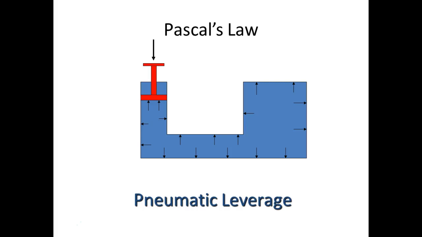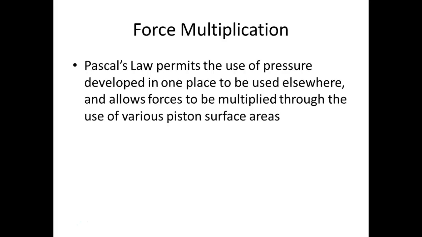So what I first have to know before I can figure out the pressure is what that was. But it would turn out that if I put 50 psi on the top, right? You understand? Then it's going to be 50 pounds per square inch on the bottom, right? Y'all understand that? Yes or no? So let's look at this. Force permits the use of power developed in one place to be used somewhere else, and allows the force to be multiplied through various piston areas.